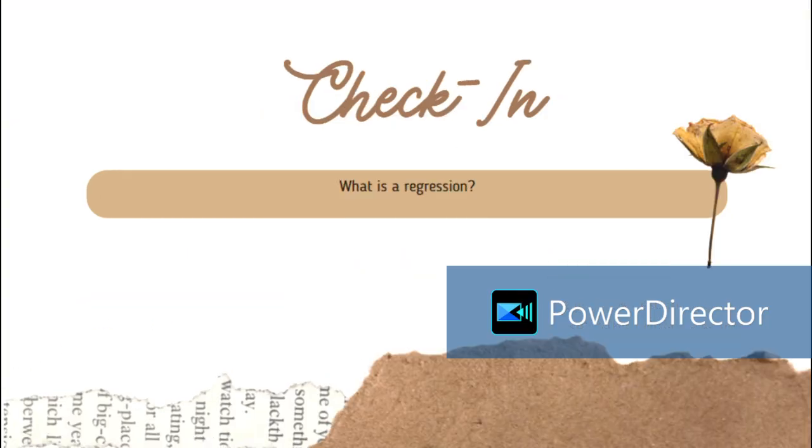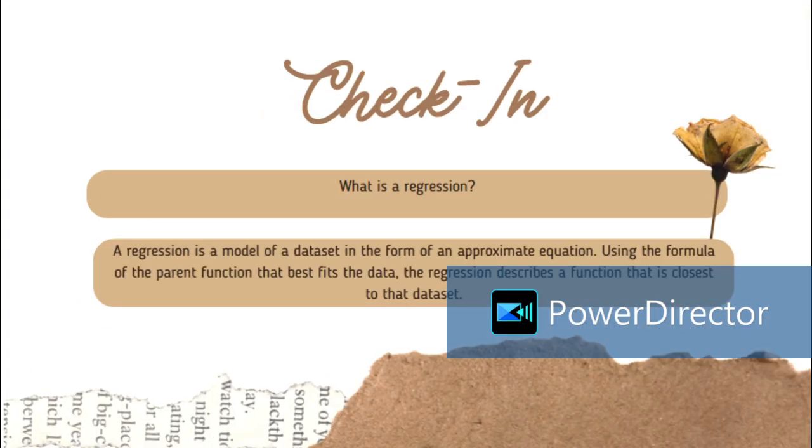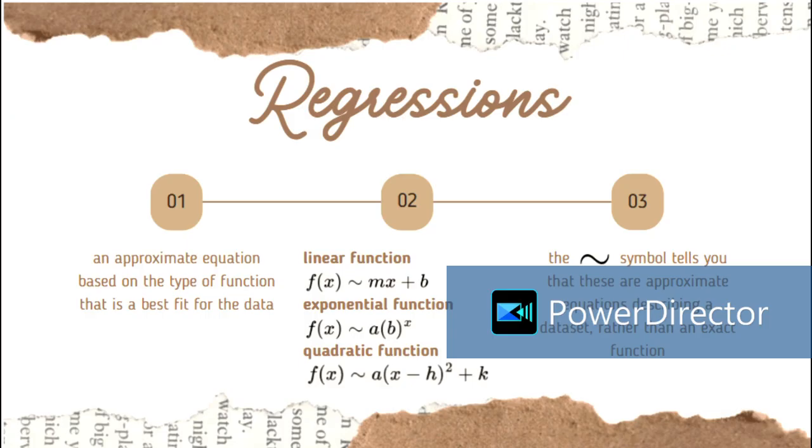Okay. Here's a check-in. What is a regression? A regression is a model of a data set in the form of an approximate equation. Using the formula of the parent function that best fits the data, the regression describes a function that is closest to that data set. I'm going to come back here for a minute because I need this in my notes. My notes are severely lacking. If you don't have this in your notes, you should put it in there.